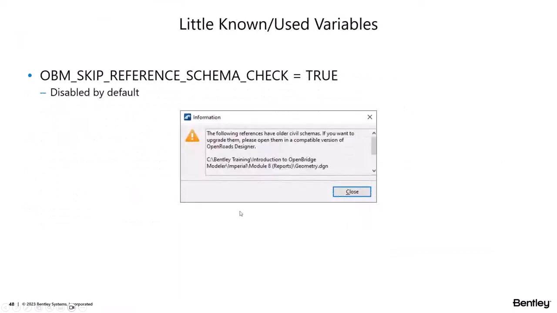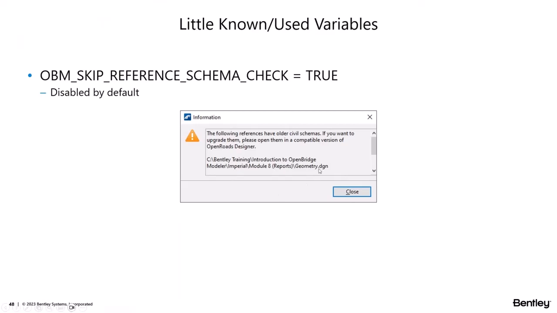Very quickly, I got about 2 minutes left here. Little known used variables here. One of the ones you can enable is OBM skip reference schema check. It's off by default, but if you set that variable to true, you won't see this information anymore, because a lot of times you're referencing ORD files that might have been from an older version of OpenRoads than the OpenBridge software that you're using today.